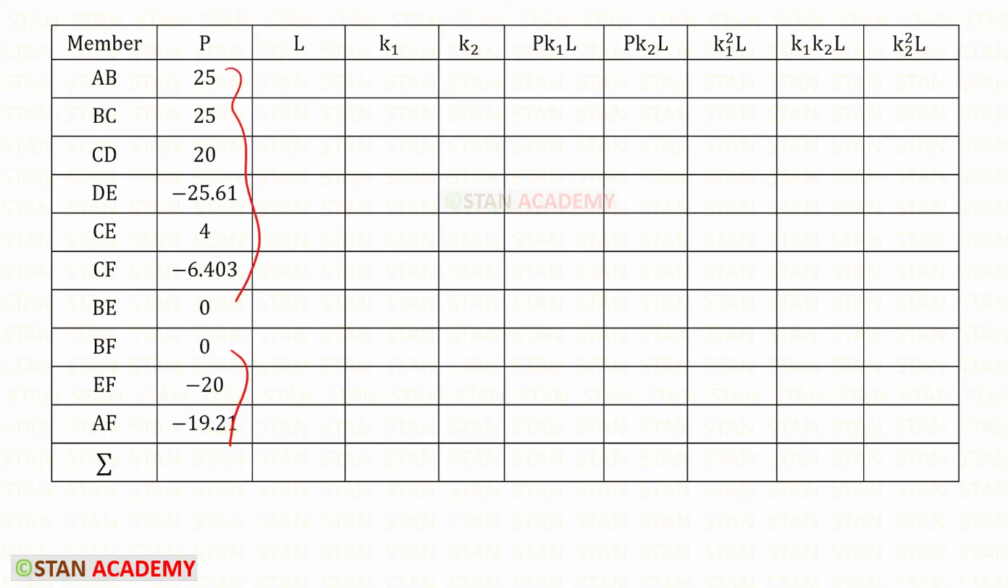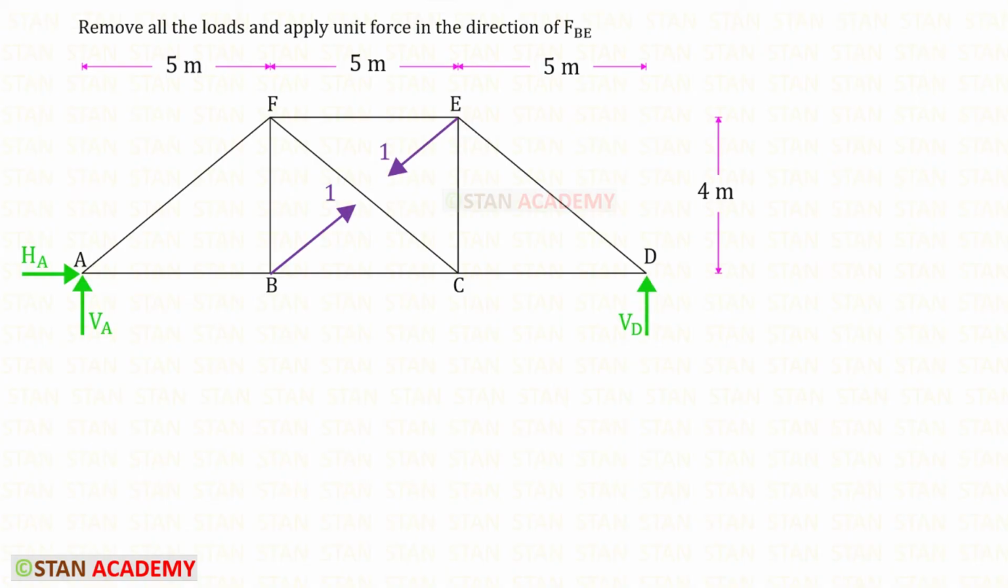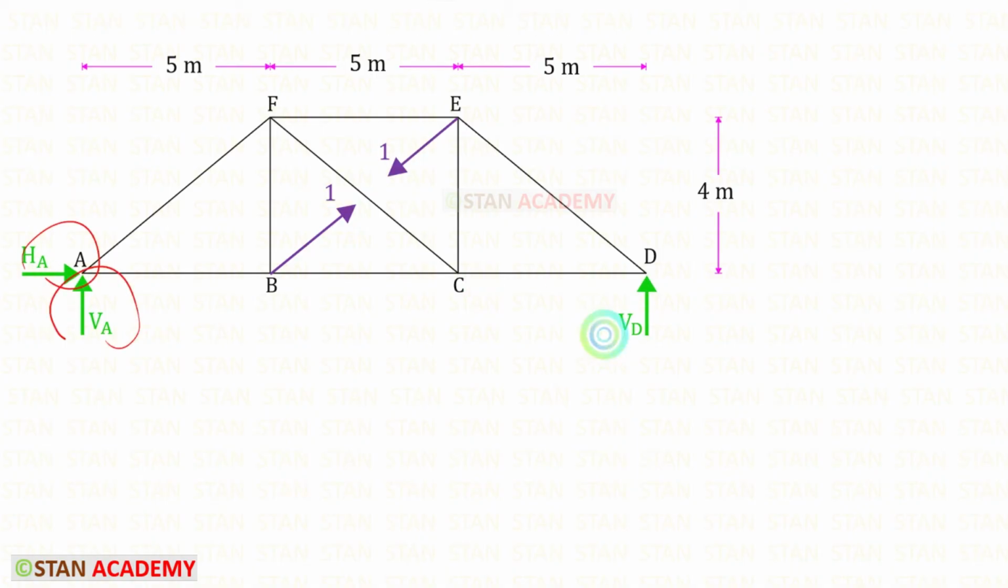Now we are going to find the values of K1. Let us see how to find. We have to remove all of the loads from the truss, and then we have to apply unit force in the direction of the first coordinate. Our first coordinate is FBE. So in the direction of FBE, we have to apply unit force. As I said earlier, we have to remove all of the loads. Also, we should not consider HD. You can see that I have removed all of the loads and I have applied unit force in the direction of FBE. We need to find these three reactions.